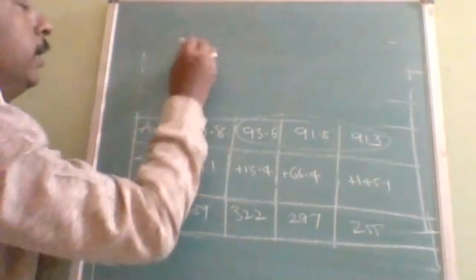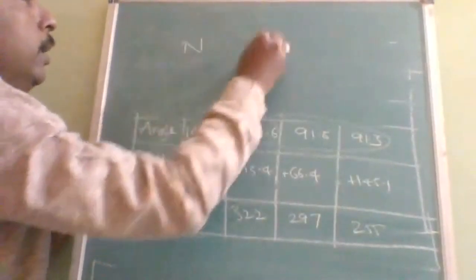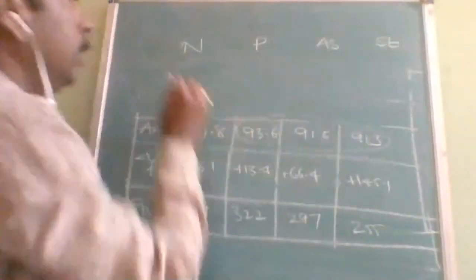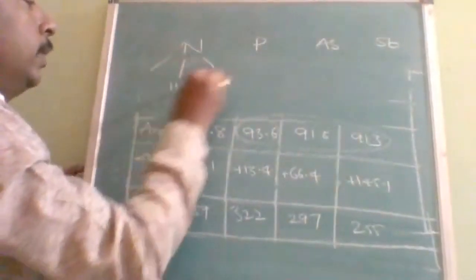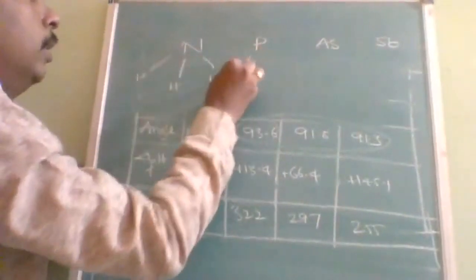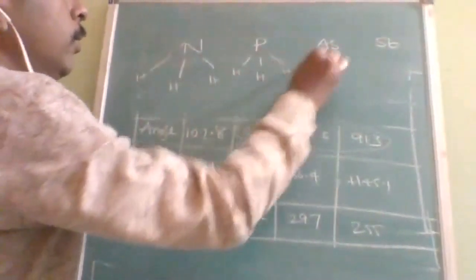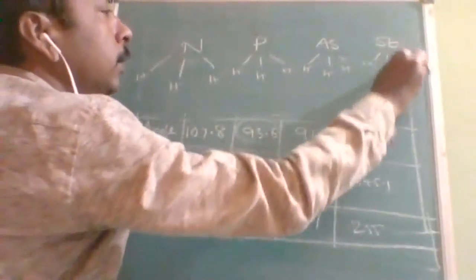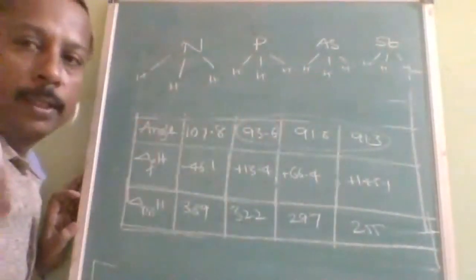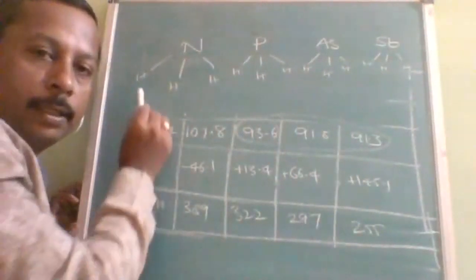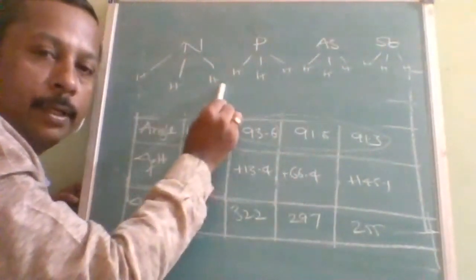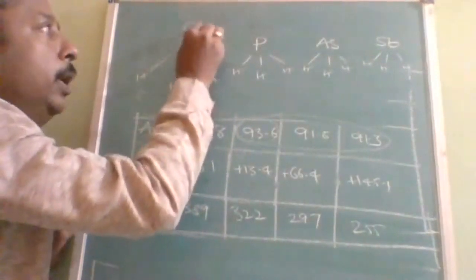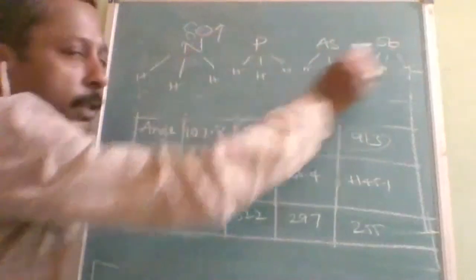electronegativity. Now let us imagine NH3, nitrogen, phosphorus, arsenic, antimony. All of them are attached with hydrogen. But the charge on the hydrogen is different. Here nitrogen is more electronegative, the most electronegative among all the central elements.